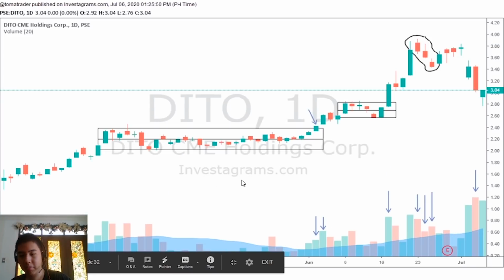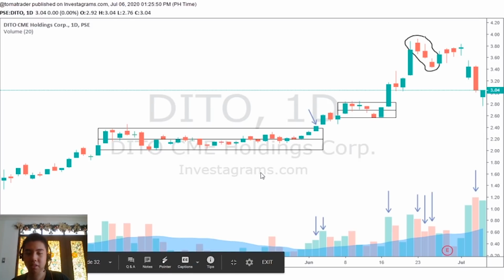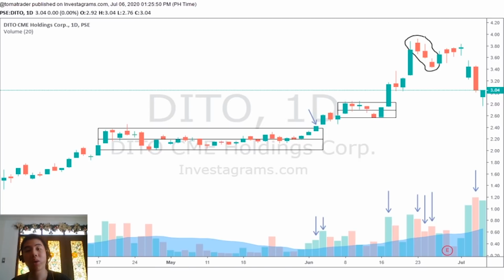it's coupled with low volume or below average volume, diba? Sobrang late lang ng volume mo during the base. Right? And that's actually constructive signs.